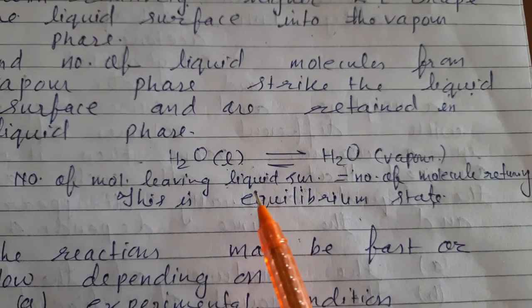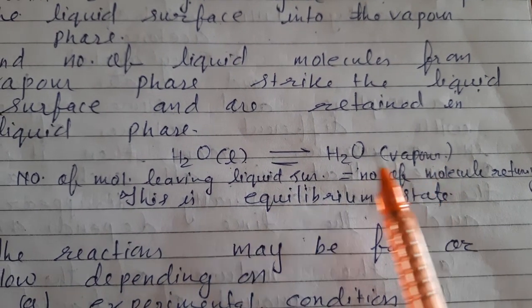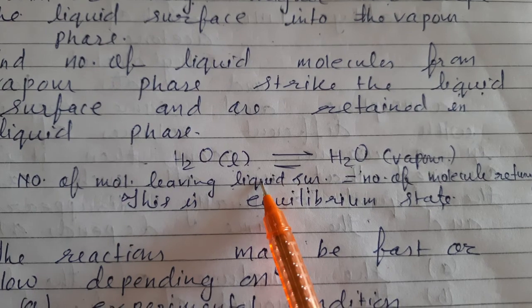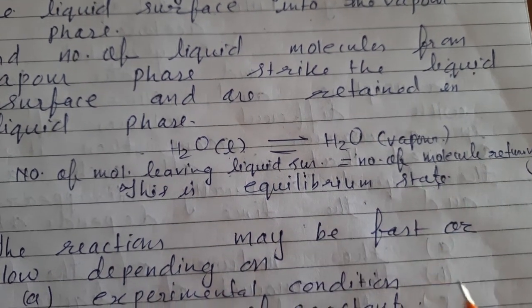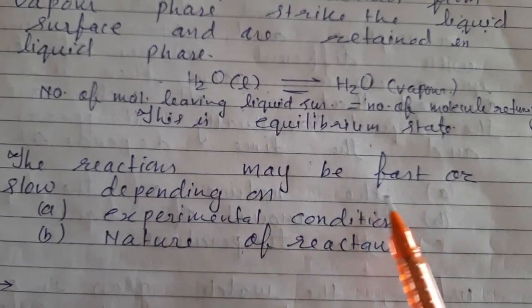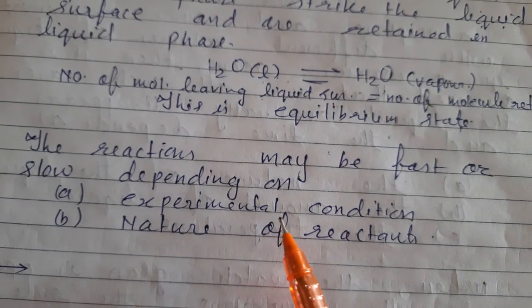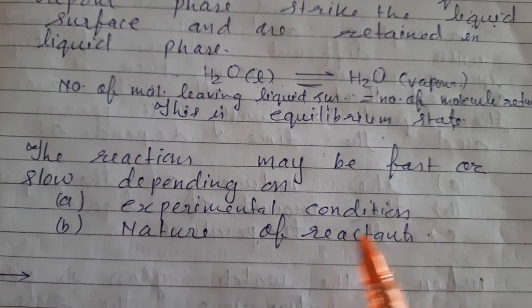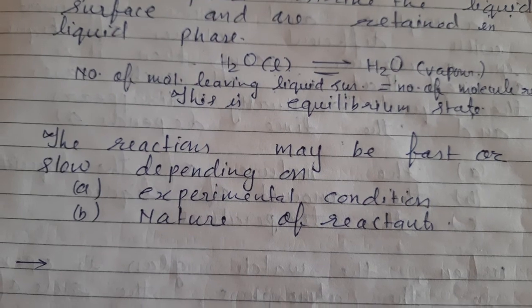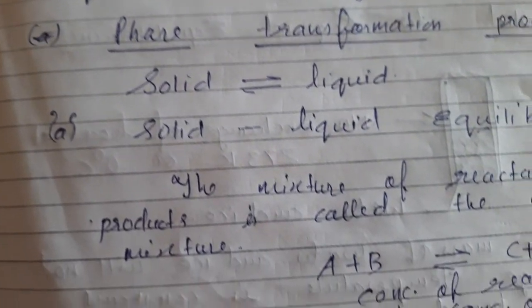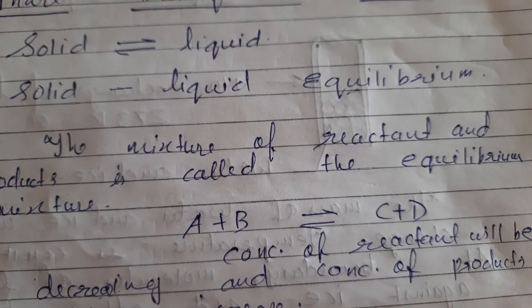Understood? From liquid to vapor and from vapor to liquid. So this is known as the equilibrium state. This reaction may be fast or slow, depending upon the experimental conditions and the nature of the reactant. Clear? The mixture of reactant and product is known as the equilibrium mixture.